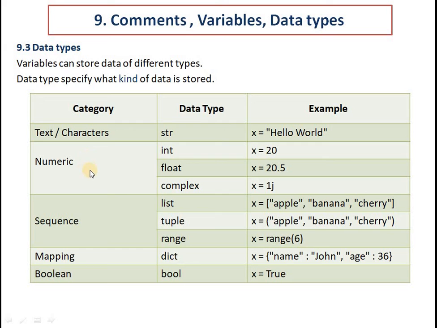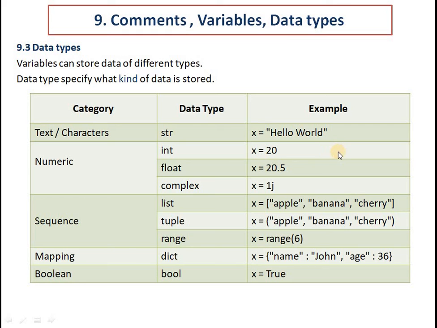And for handling numbers, 3 data types are there: integer, which is represented as int, floating point numbers, which is represented as float, complex is another one to deal with complex mathematical operations. Int can deal with whole numbers. Float can deal with decimal point numbers. Complex can deal with complex mathematical operations.